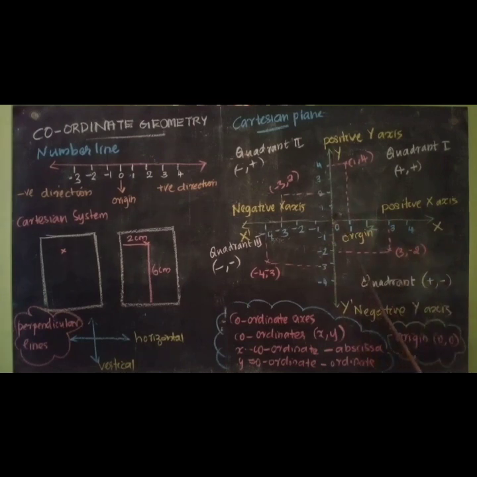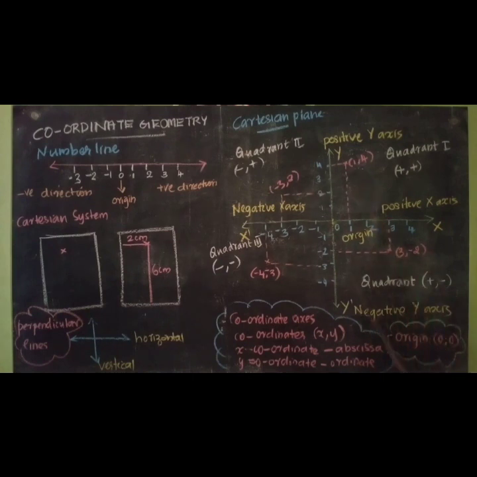They are intersecting each other at their zeros. The zero of x axis and zero of y axis intersecting each other, and that point is known as origin. It is denoted by the letter O. OX is the positive x axis, OX dash is the negative x axis, OY is the positive y axis, OY dash is the negative y axis.